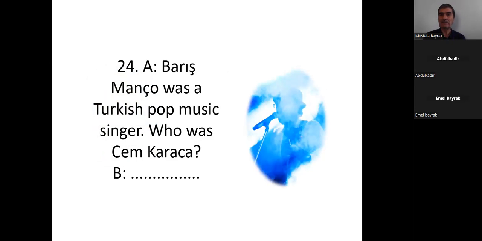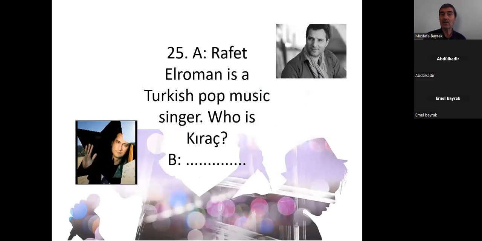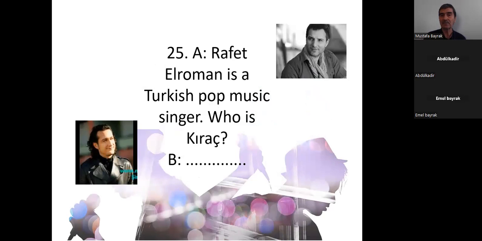Okay. 24A. Barış Manço was a Turkish pop music singer, star. Who was Cem Karaca? Cem Karaca was a Turkish rock music star. Okay. Now, Rafet El Roman is a Turkish pop music singer. Yes, today, nowadays. Who is Tufan Kıraç? Kıraç is a rock music singer today. Yes, he is a rock music singer. He is a rock music star.